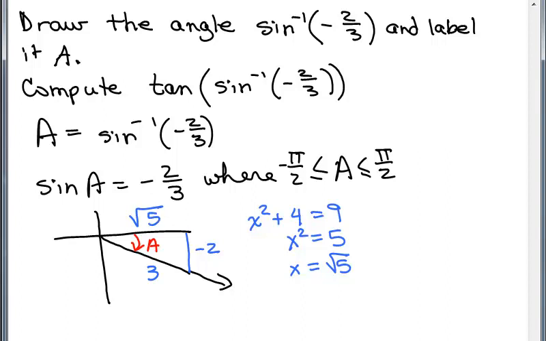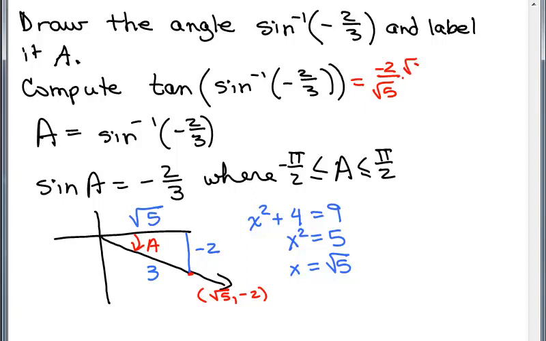Okay, so now we're ready to compute the tangent up here of this angle. We look at the picture, and tangent is defined to be the y over the x value, right? Remember, this is really the ordered pair. When I write this negative 2 here, that's the y value, square root of 5 is the x value. So it's y over x, so it's negative 2 over square root of 5.